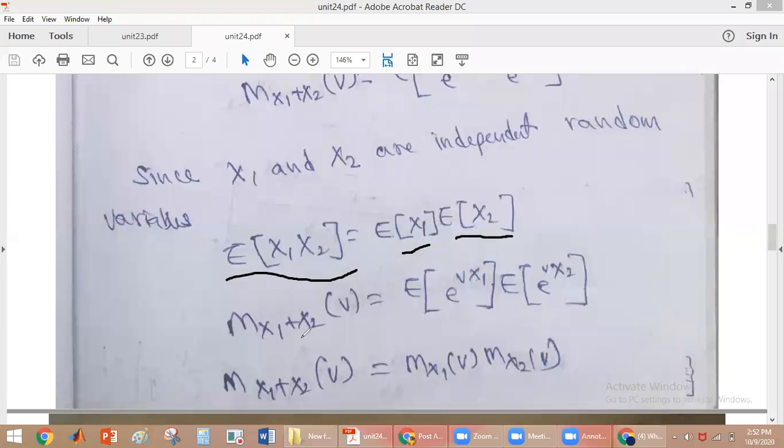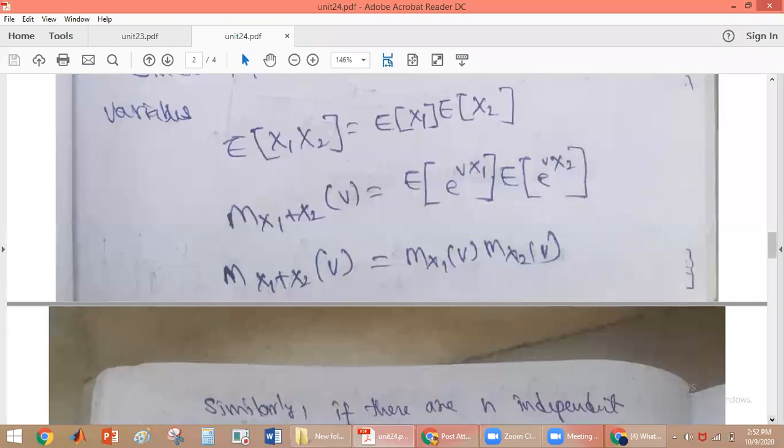So M_(X1+X2) of v is equal to the expected value of e power vX1 into the expected value of e power vX2. What is the expected value of e power vX1? It is nothing but M_X1 of v. The expected value of e power vX2 is nothing but M_X2 of v. So M_(X1+X2) of v is equal to M_X1 of v into M_X2 of v. So this is the fourth property.